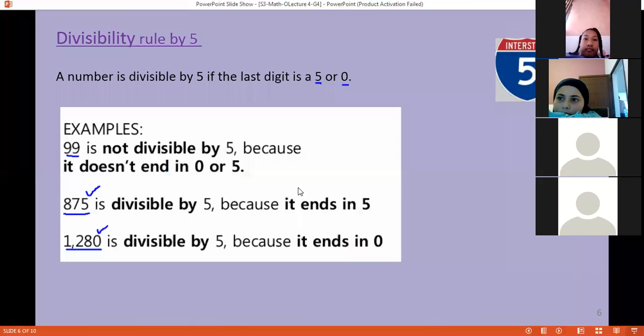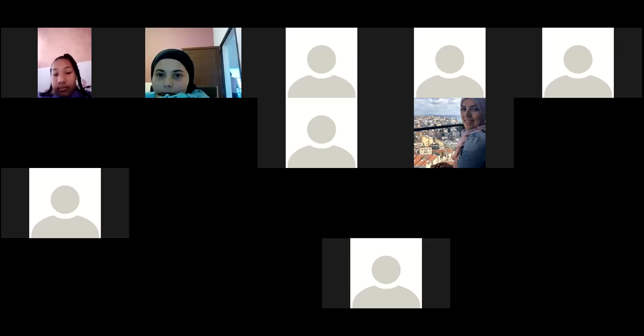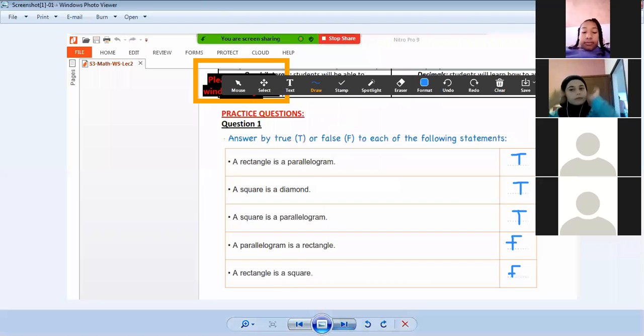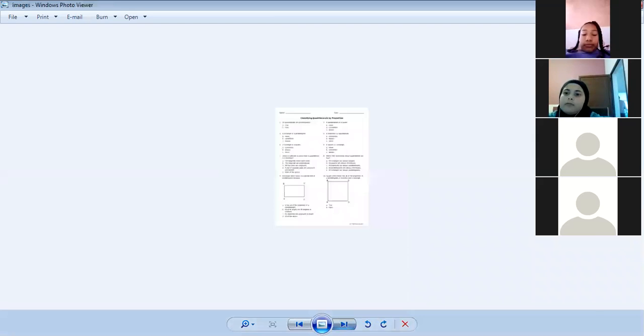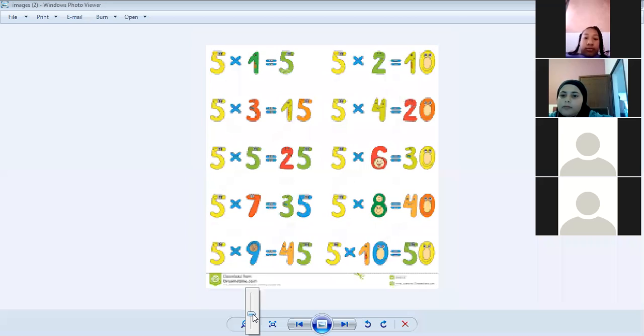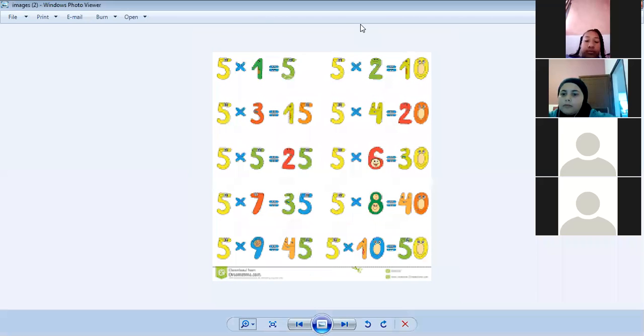Let's learn about 5. A number is divisible by 5 if the last digit is 0 or 5. Let us look at the multiplication table of 5. Here is the multiplication table of 5. Let us look at the last digit. What do we have here?